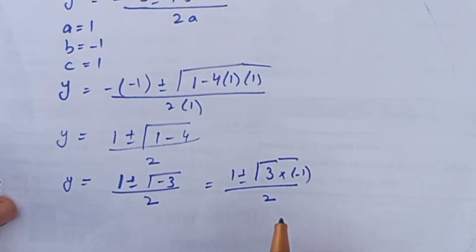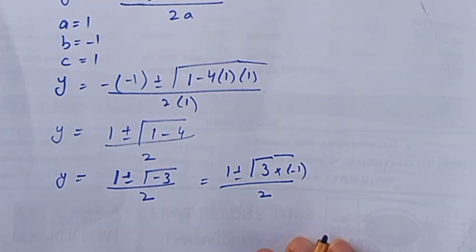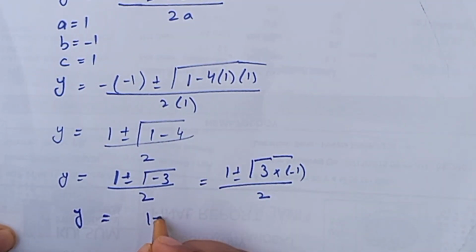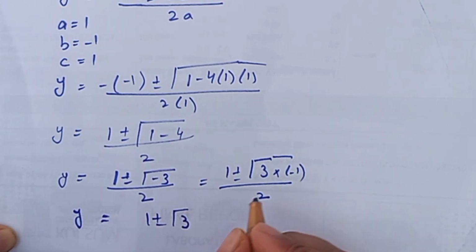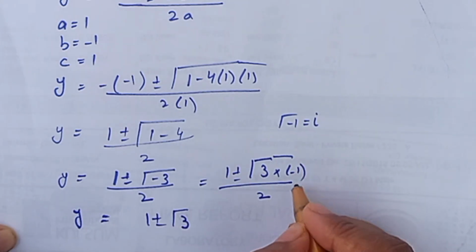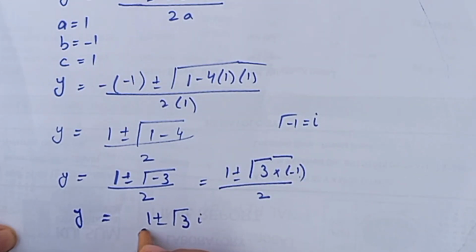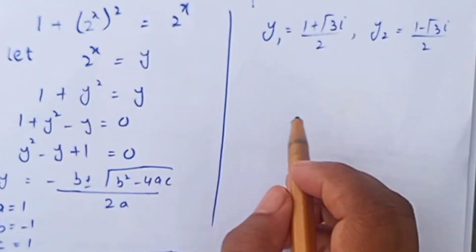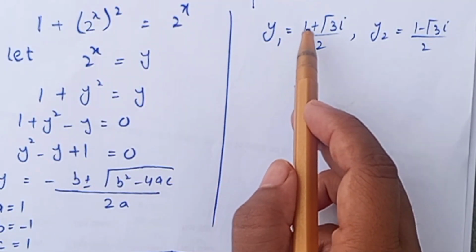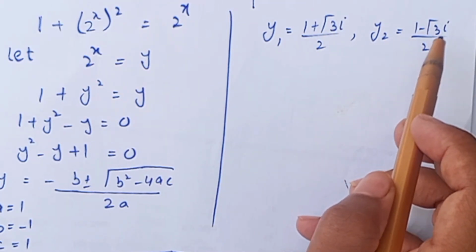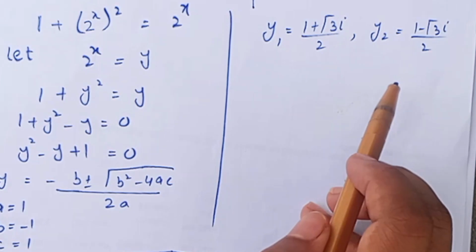The next step again we simplify this. So we write this as y is equal to 1 plus minus square root 3, and we know that square root of minus 1 is equal to iota. So this is iota over 2. So this is the value of y. So we get the two values of y. y1 is 1 plus square root 3 iota over 2, and y2 is equal to 1 minus square root 3 iota over 2.